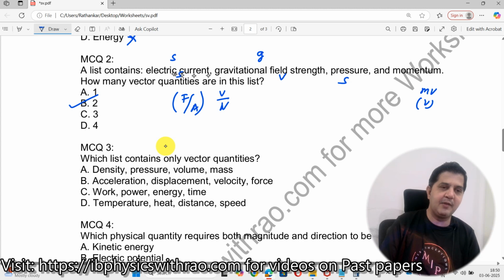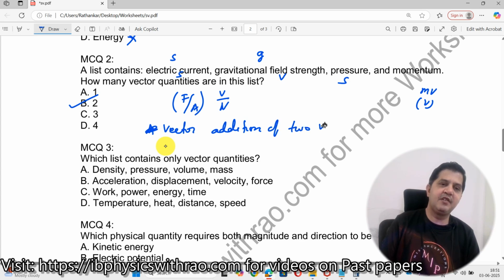Don't misunderstand. Many of them consider that electric current is also a vector. Electric current is not a vector. Pressure is not a vector. Okay. Why is electric current not a vector? Because whenever you talk about a vector, the vector should follow one important property. What is the property? It should follow the algebraic vector addition. Vector addition of two vectors should be possible.